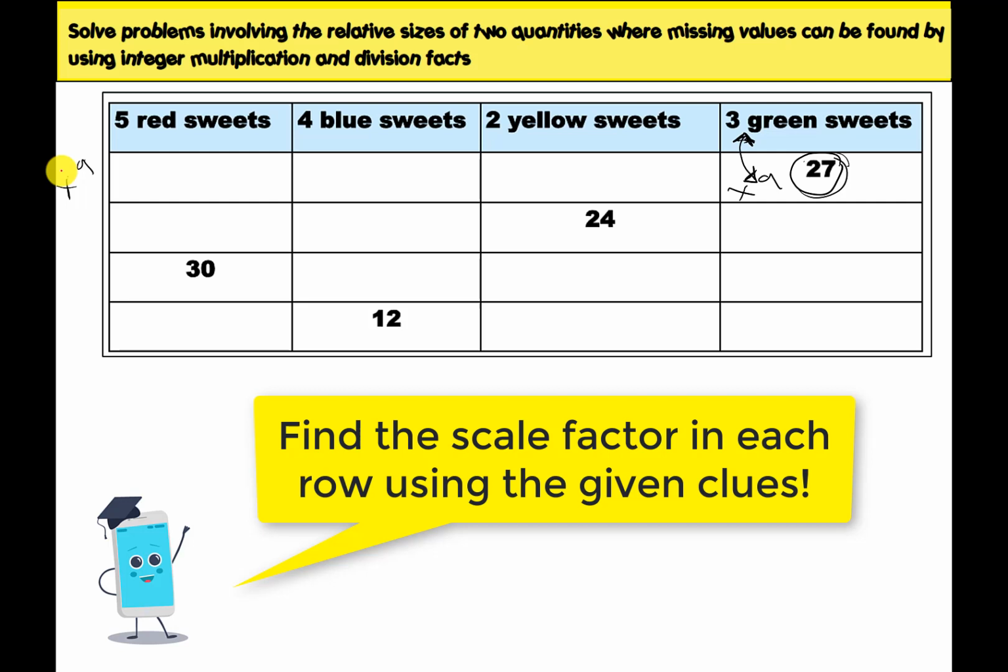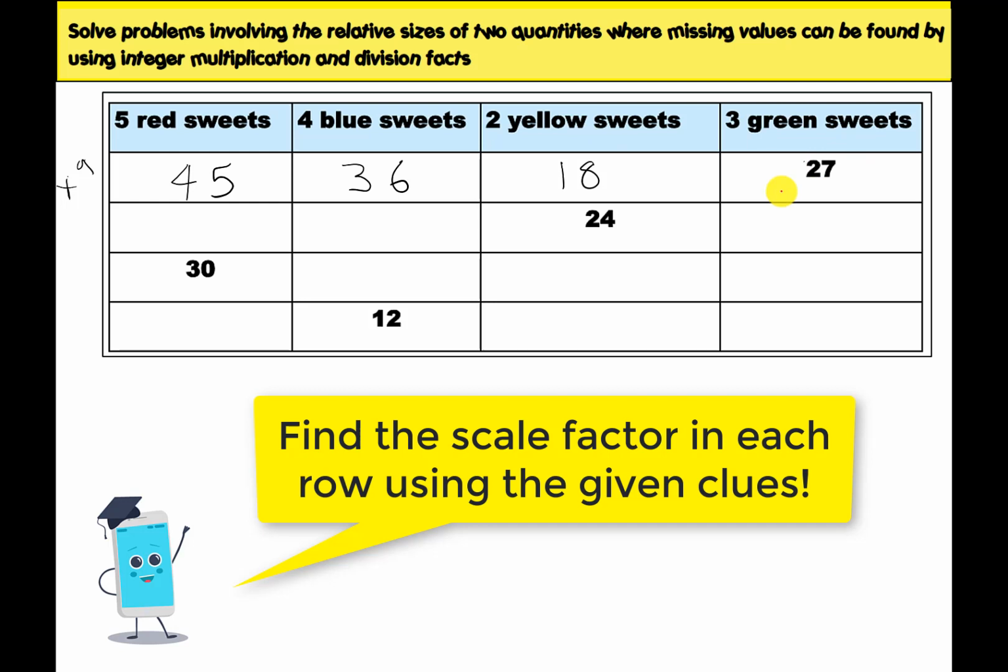I'm going to fill in that row now, and for the other rows I'll help you to find the scale factor, but I will leave you to actually apply the scale factor. So just to demonstrate what we do next, for 5 red sweets multiplied by 9 would mean I have 45. My 4 blue sweets multiplied by 9 would mean I have 36. And my 2 yellow sweets multiplied by 9 would mean I have 18. So by using this first clue to find my scale factor of 9, I then applied this scale factor to all the other sweets.